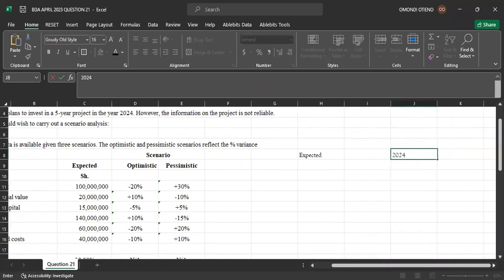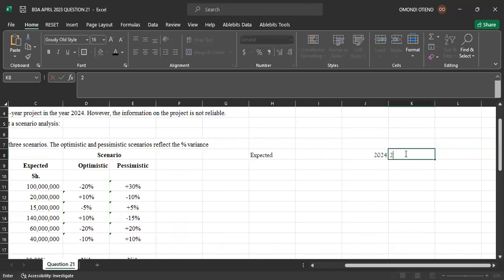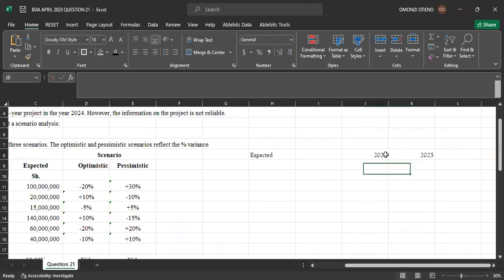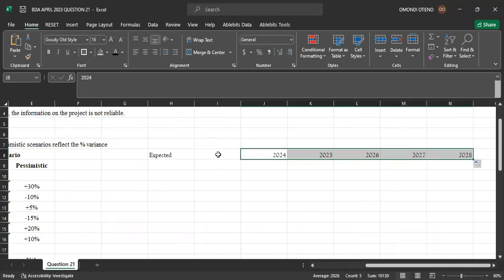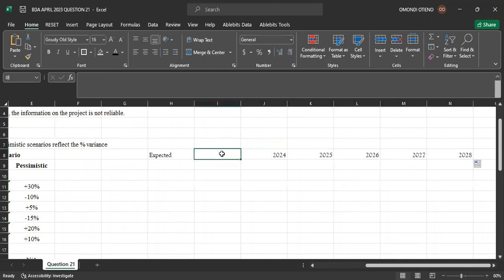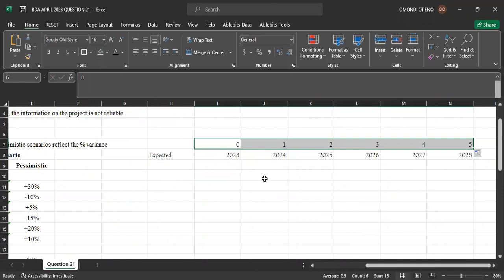Then we have up to 2028. So we all know if you're going to do it in terms, this one here will be 2023, but we all know that this one here in other terms is going to be 0. That one is going to be 0 because it is the initial period when these people are going to do the investment, when they are going to now start doing the investment. So that's how we normally do it. So for our case, we are going to do the years as 0, 1, 2, up to 5.